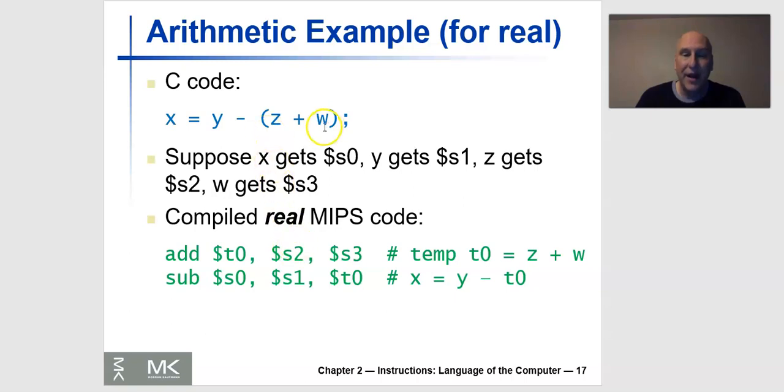Now that you've got this addition out of the way, now you need to finish the subtraction. So here's the sub instruction. X is your destination, that's S0. Y is your first source, that's S1. And now you want to put the result of z plus w into another register, but that's in T0. So that's why T0 comes last here. T0 already has the result of z plus w. So it's sub S0 for x, S1 for y, and then T0, which has the result of z plus w.